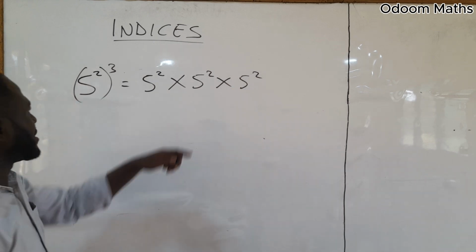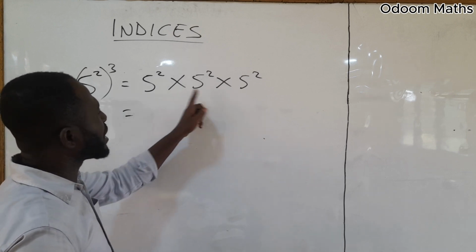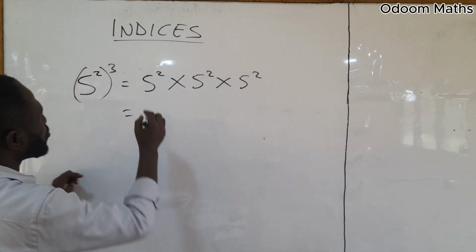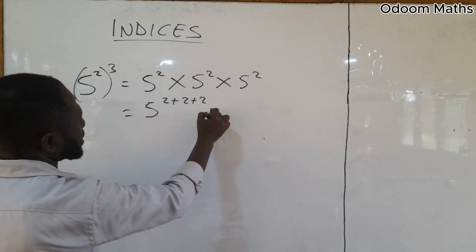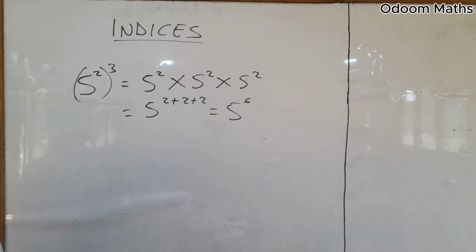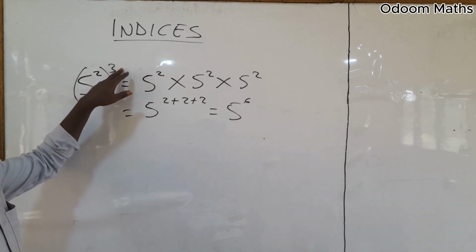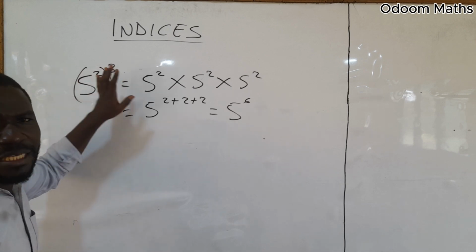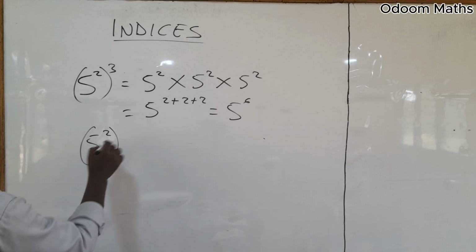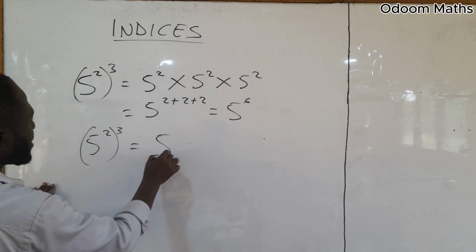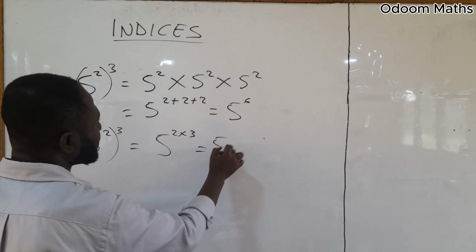Okay, let's see what happens when we have this. Now, per what we learned earlier, we said when they are multiplying and they are of the same base, we add powers. So this is going to be 5 to the power 2 plus 2 plus 2, which is 5 to the power 6. Now, if this is giving us 6 and it is 2 and 3, then it means something of multiplication happens. So we can also say 5 to the power 2, all to the power 3, is the same as just writing and then multiplying powers. So that is 2 times 3, and this is 5 to the power 6.